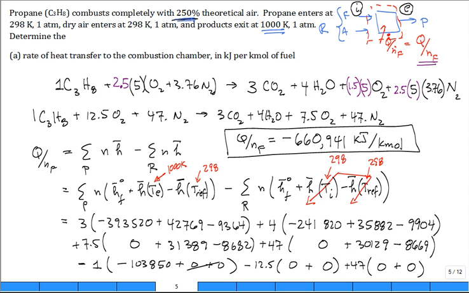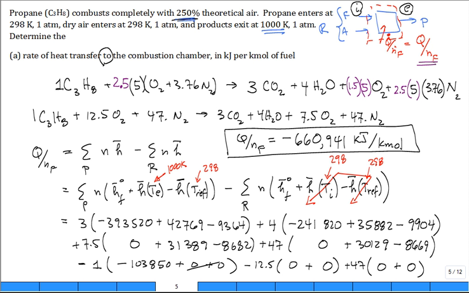So what does the negative sign mean? It's really not into the combustion chamber, it's out, trying to be consistent with our textbook. And it's per kilomole of what? Kilomole of the fuel, each fuel, propane coming in.